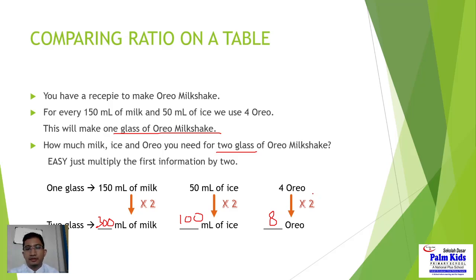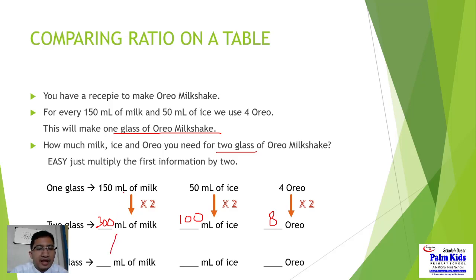Now, what happens again if you want to make a number of glasses, a number for how much milk and ice and Oreo? Let's say I want to make 5 glasses of Oreo milkshake. So all I need to do is multiply from the first glass, okay? Don't multiply from the 2 glasses because 2 multiplied by 5 is 10 glasses. You only need 1 glass multiplied by 5. So you multiply from the number of the first one, the 1 glass.